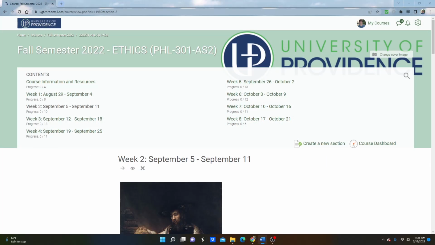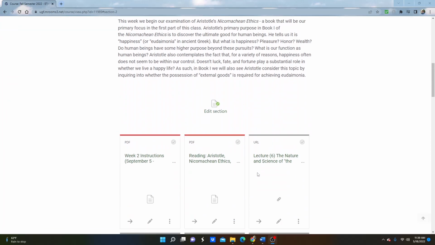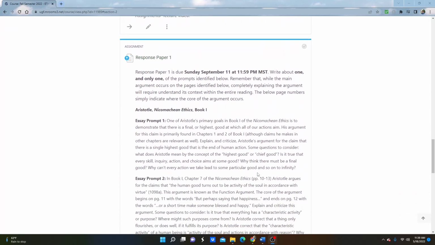Finally, let's take a look at how you will submit your response paper assignments. Suppose you wanted to turn in a response paper that was due in week 2. In that case, you would visit the week 2 area of Moodle and scroll down to the bottom of the page. Here you can see the submission area for response paper 1. You can submit by clicking on the link for this assignment and then uploading your document. You will also notice that the submission area includes the due date for the assignment as well as a description of the essay prompts for that response paper.